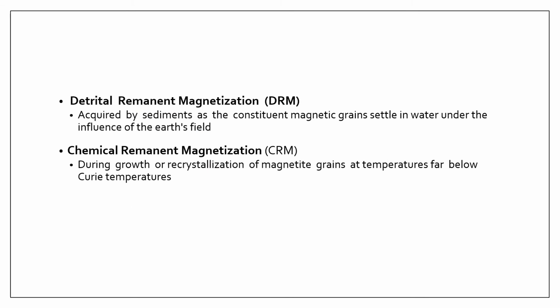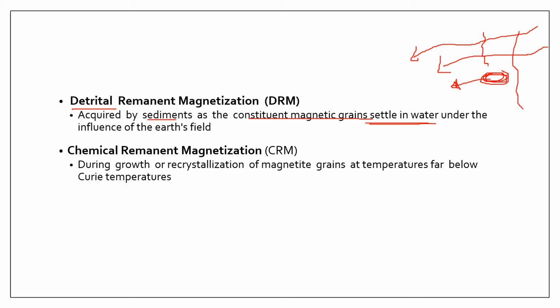And finally, you also have two other means to get remnant magnetization. One is your detrital remnant magnetization, which happens when your sediments, which contain magnetic grains, are being deposited in water. And as they are depositing, if this is the magnetic field of the Earth, what happens is the grains also will tend to align to the magnetic field of the Earth. Okay, such that when they settle down, you basically have a set of magnetite or ilmenite or titanomagnetite grains that are aligned to the magnetic field at the time of deposition.